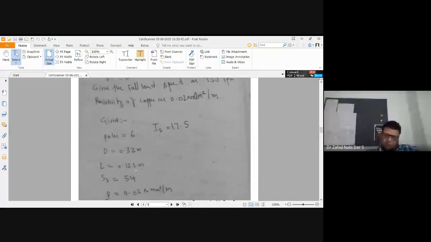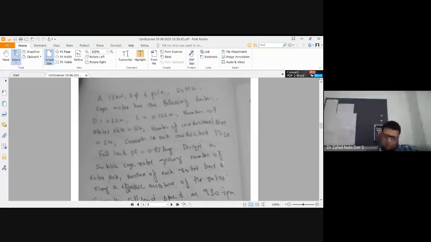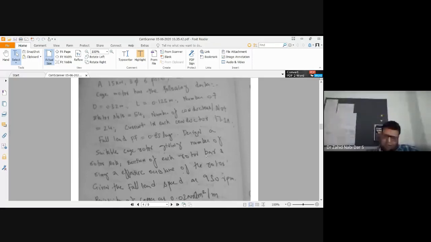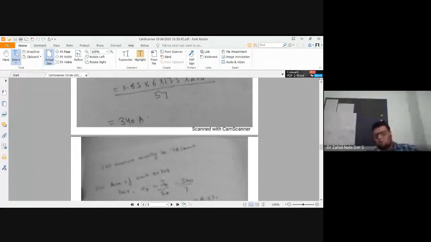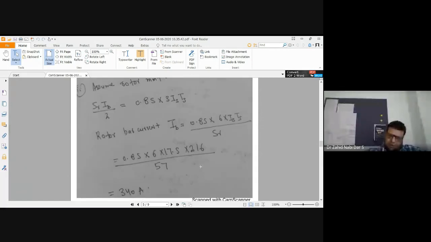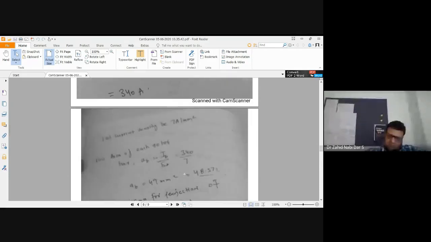One thing it is asking is: design a suitable number of rotor slots, the section of each rotor bar, and find the effective resistance. So now you have to go for the effective resistance. How do we calculate the effective resistance? To calculate it, one assumption you have to make is that the current density be 7 ampere per millimeter square. So the area of each rotor bar: your current density delta b is equal to Ib into Ab.